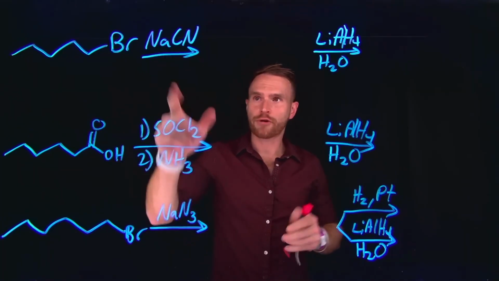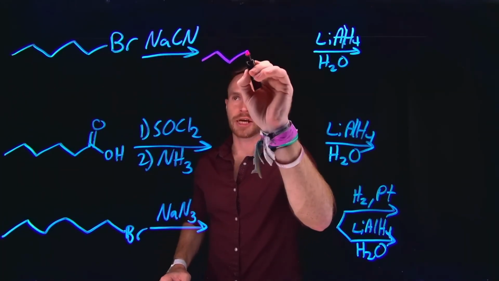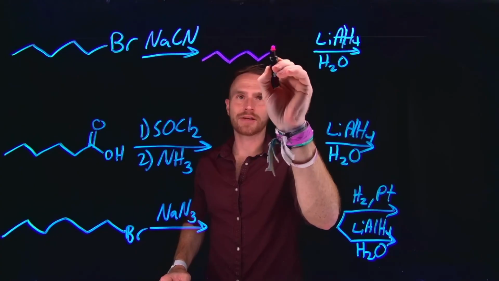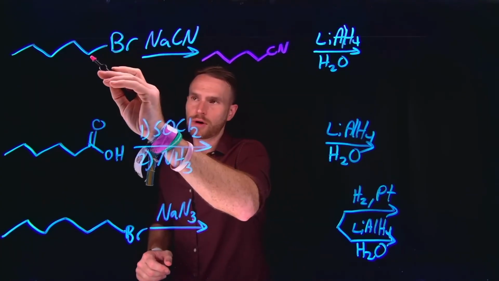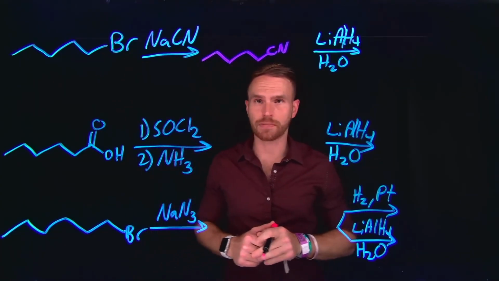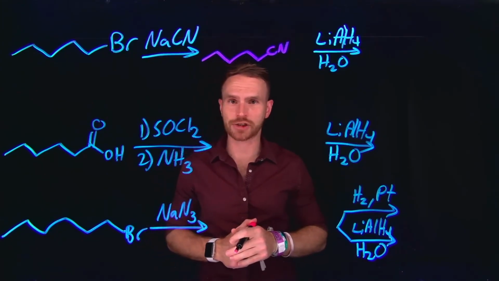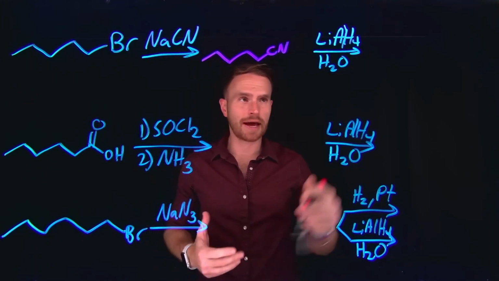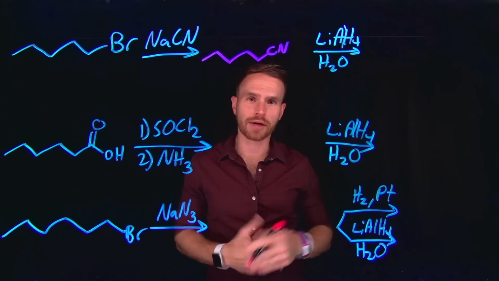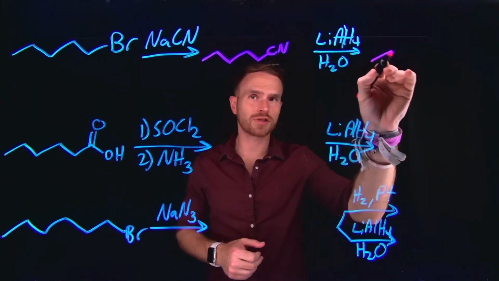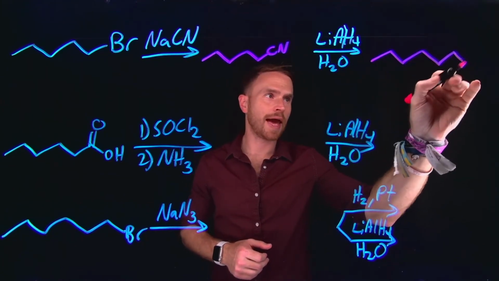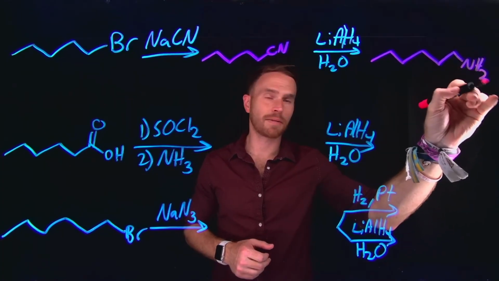For example, the first step is going to extend our carbon chain by adding a CN group to the position where the bromine used to be, doing a substitution reaction, specifically an SN2 reaction. Now from here, lithium aluminum hydride followed by the addition of water allows us to reduce that position and extend our carbon chain to make this primary amine.